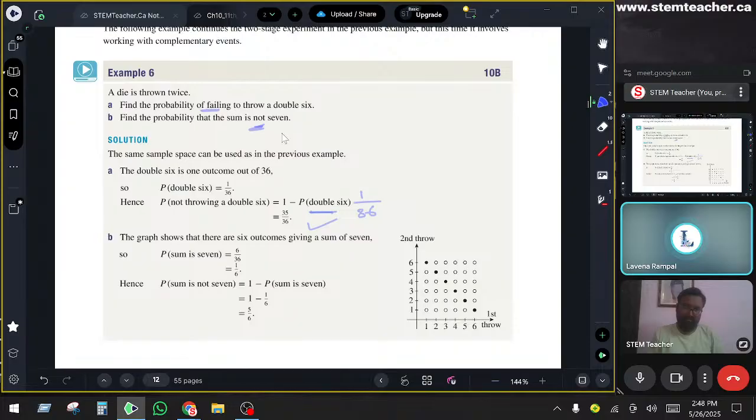Oh, sorry, the sum is not 7. Okay, it is not 7. So what about the sum being 7? How many cases are there for sum 7?